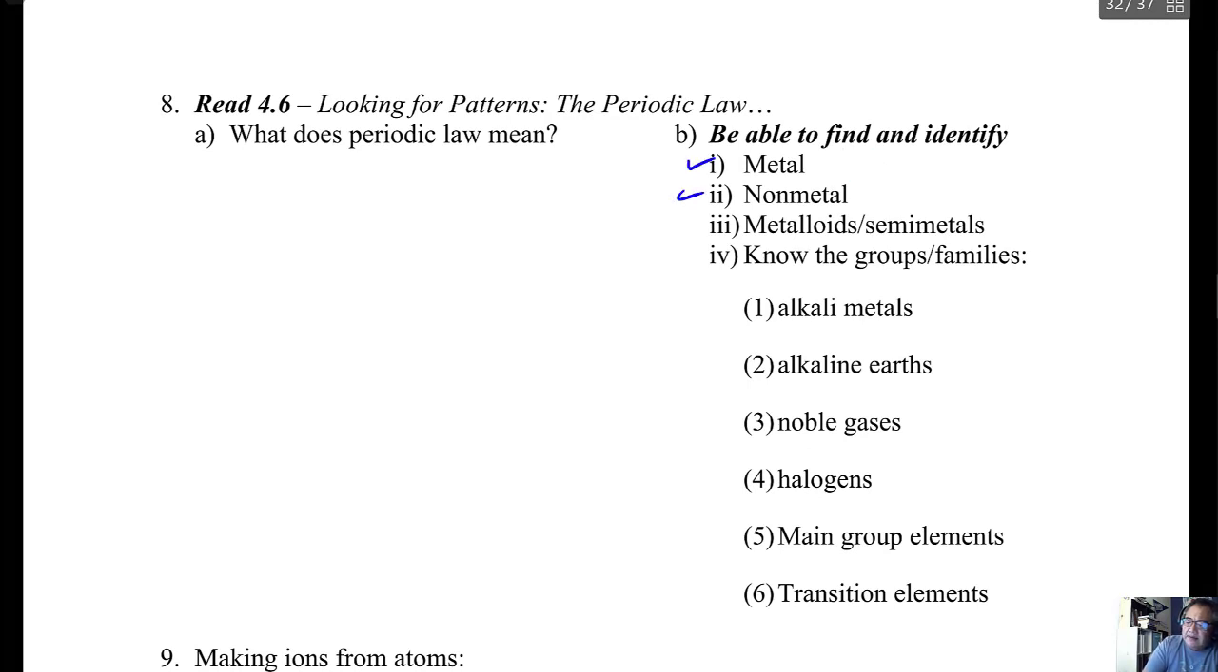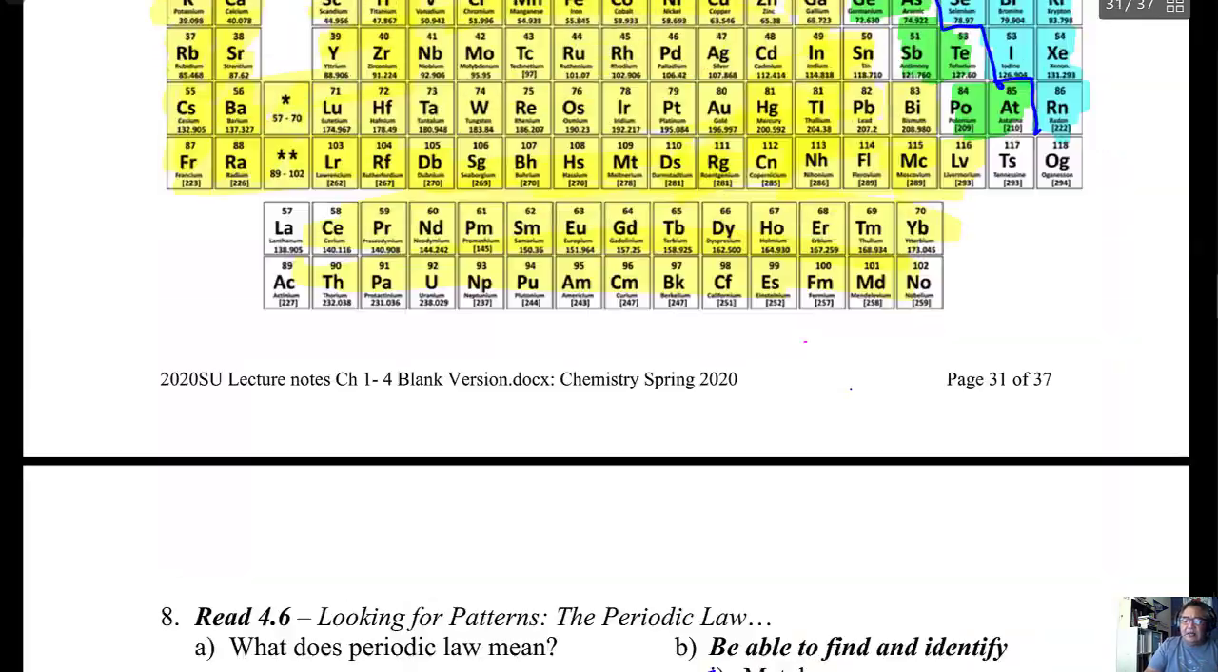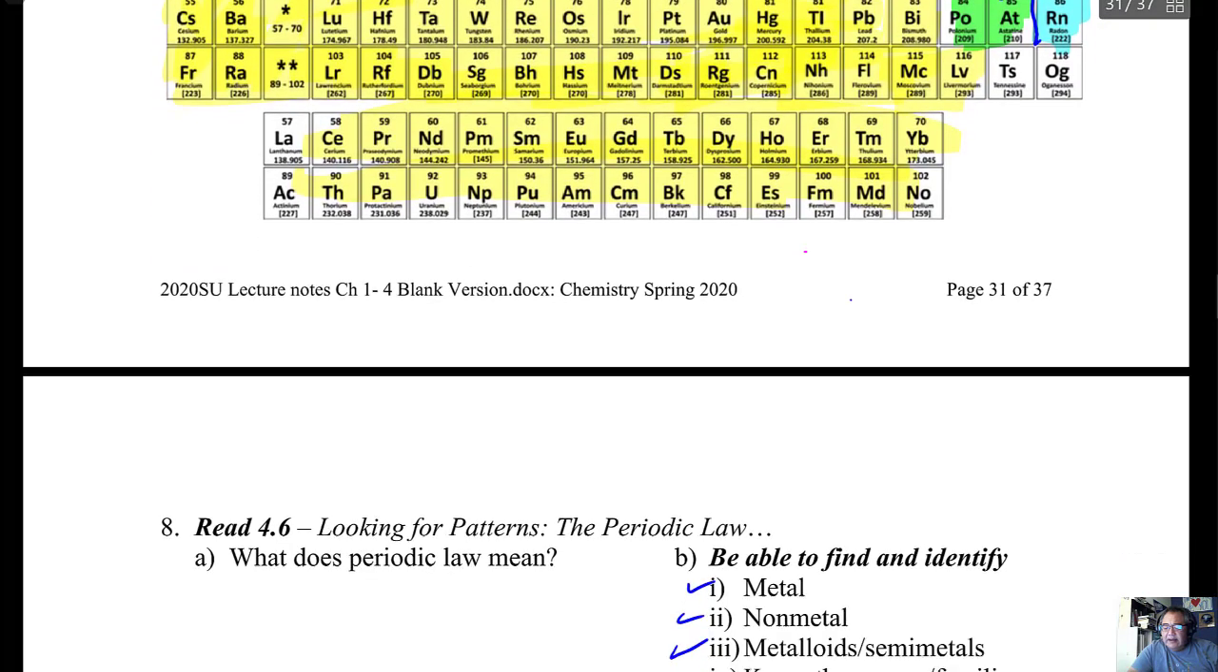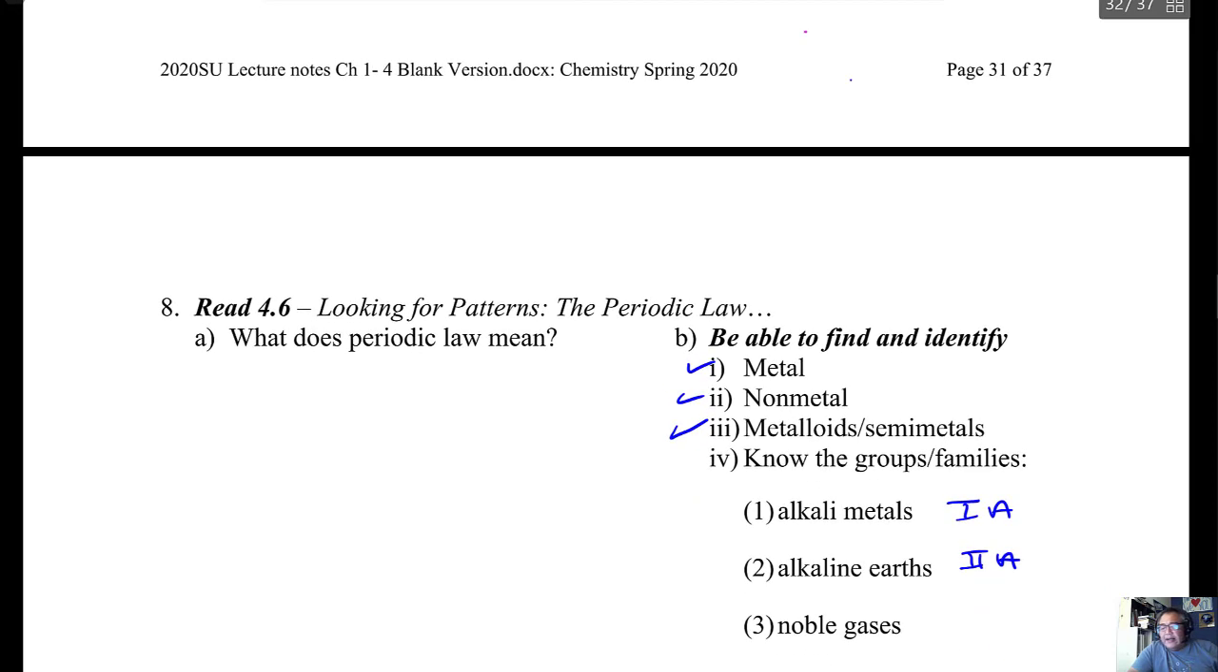Metals, nonmetals, metalloids, right? And then I want you to know these particular groups or families. So the alkali metals and the alkaline earths. I'm going to call this 1A and 2A. So 1A and 2A are actually groups 1 and 2. Those are Roman numerals 1 and 2. Group 1A is the alkali metals, and group 2A is the alkaline earth metals.